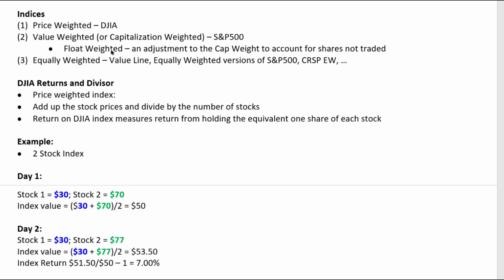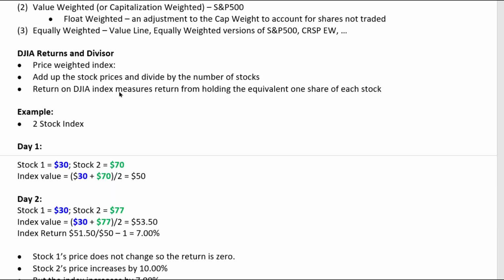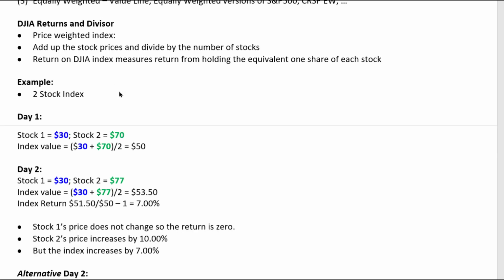The last is an equally weighted index, and in this case, each of the components of the index has an equal effect on the index. So let's talk about the Dow Jones Industrial Average and how it works. It's a little goofy how it works, and it measures things in an interesting way. We'll talk about how they fix these inherent errors.